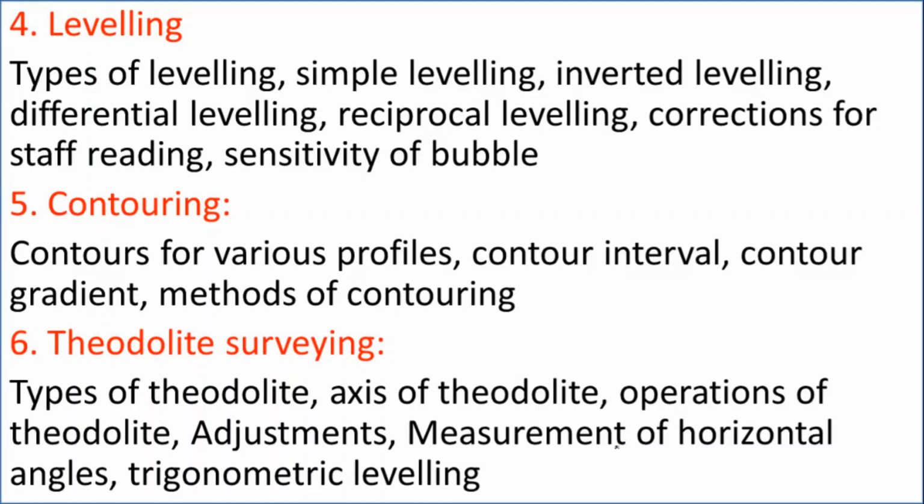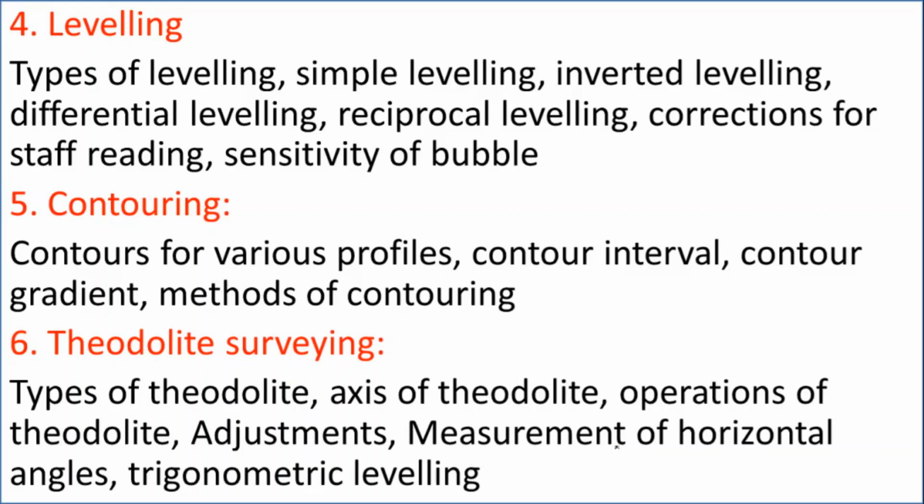Then we will see theodolite surveying. In theodolite surveying, we are going to see the types of theodolite, like electronic theodolite, vernier theodolite, optical theodolite, these things. Then we will see the axes of the theodolite, like vertical axis, horizontal axis, trunnion axis, plate level axis, these things. Then we will see operations of the theodolite, like swinging, traversing, and face left observation, face right observation, these things.